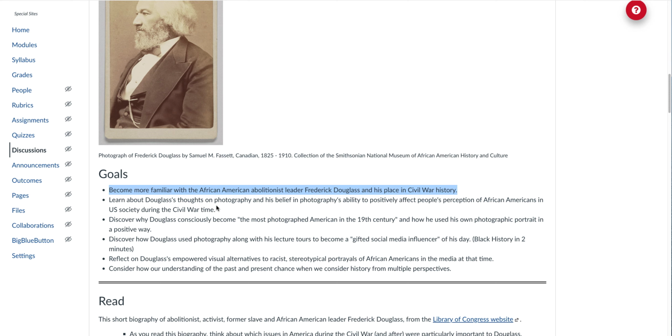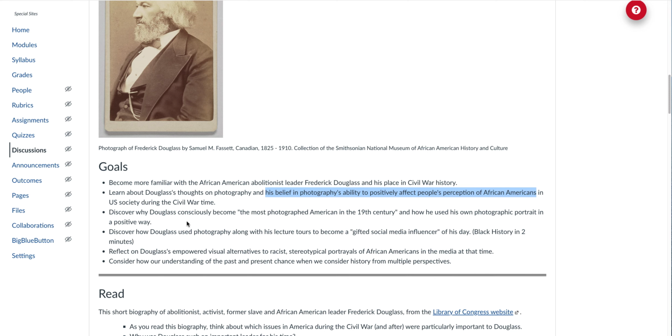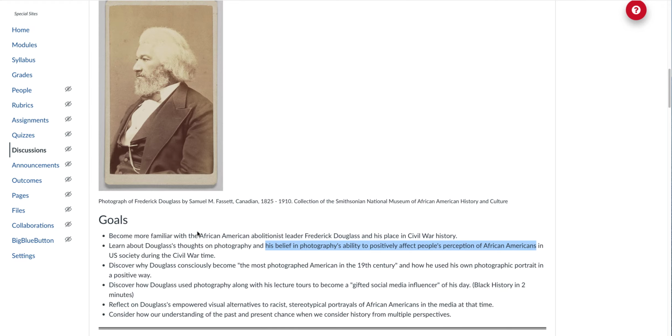You're going to learn about his thoughts on photography and his belief in photography's ability to positively affect people's perceptions of African Americans in society during the Civil War. Discover why he consciously tried to be photographed everywhere he went, and he controlled his image very carefully. So he dressed the way he wanted to be seen, and he was very careful to get the best view. He was the one who was always saying, "Can you just take one more so that you can get the best view of my face?" Because he wanted to be known.